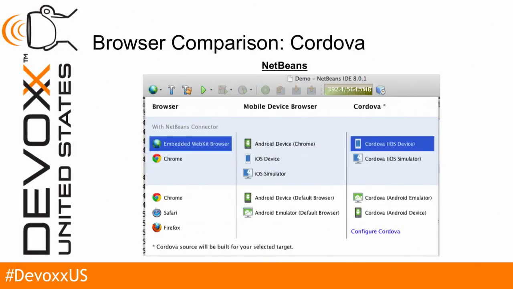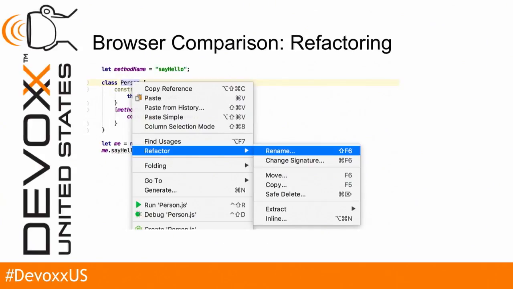NetBeans for launching stuff, you've got more capabilities in terms of launching it on a device. So you can launch a web project on the simulator to see what your HTML5 application is going to look like on a mobile device, for instance. So it'll launch the iOS simulator on the Mac or on Android.